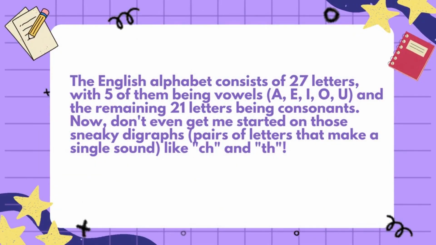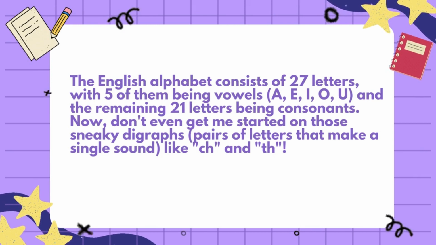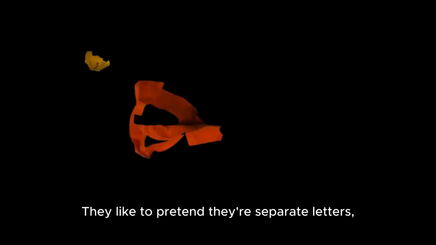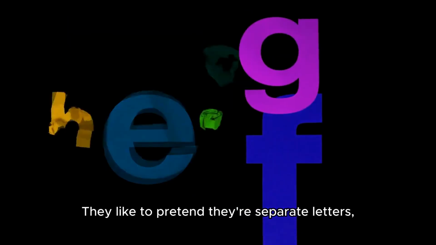The English alphabet consists of 27 letters, with 5 of them being vowels, A, E, I, O, U, and the remaining 21 letters being consonants. Now, don't even get me started on those sneaky digraphs, pairs of letters that make a single sound, like CH and TH. They like to pretend they're separate letters, but let's not be fooled.